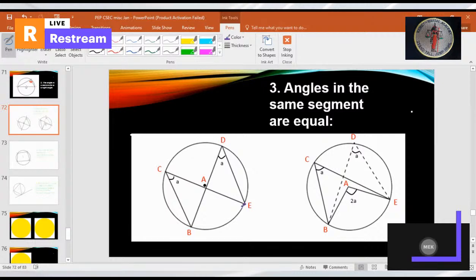So another way of explaining this theorem is that angles on the same chord are equal. So sometimes you will see this theorem stated in that way. Angles in the same segment are equal, or angles on the same chord are equal, because see the 2, this angle comes and touches that same chord. This angle comes in and touches that same chord.